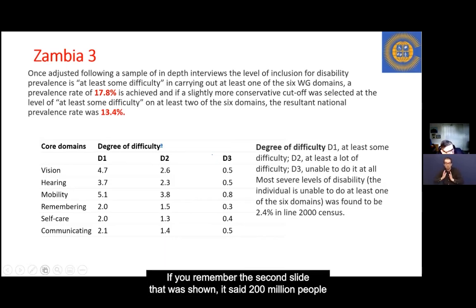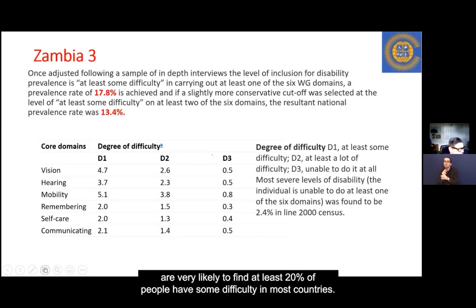If you remember the second slide that was shown, it said 200 million people have severe difficulty. It would be adding up that D3 column around the world that would be how you would get to your 200 million. And remember also that if we take the D1 into that, it is likely that it's going to be 2 billion people around the world, so that we are very likely to find at least 20% of people have some difficulty in most countries.